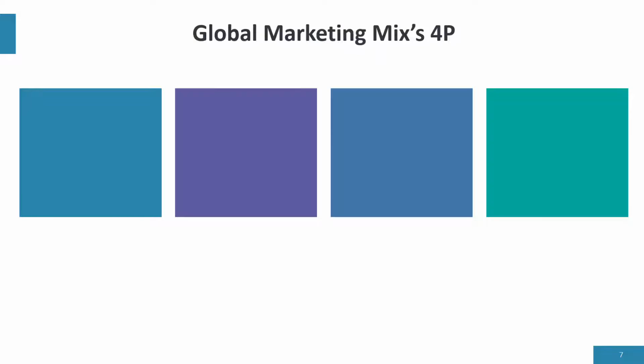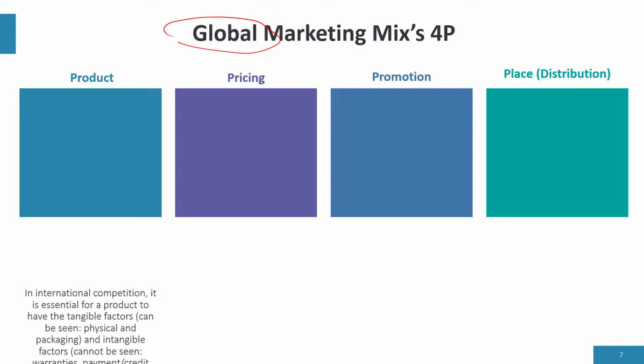So talking about global marketing, it also means we'll be talking about the 4P marketing mix. And in this situation, they are implemented in the global situation. So the four marketing mix are the product, the pricing, the promotion, and the place or distribution. So let's talk about the product first.